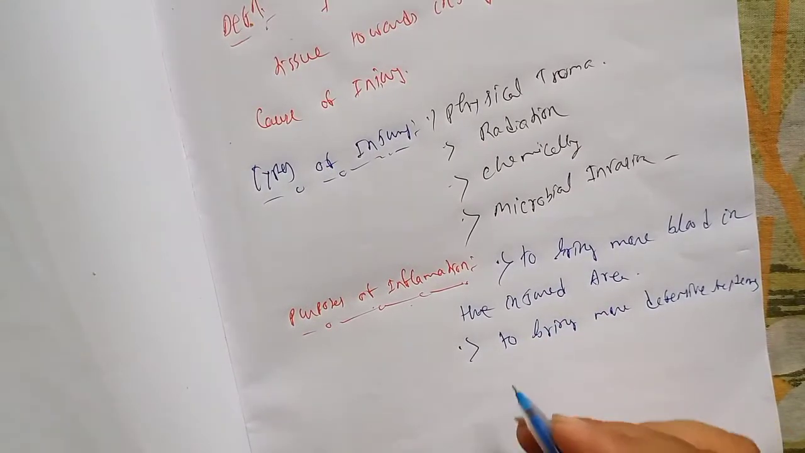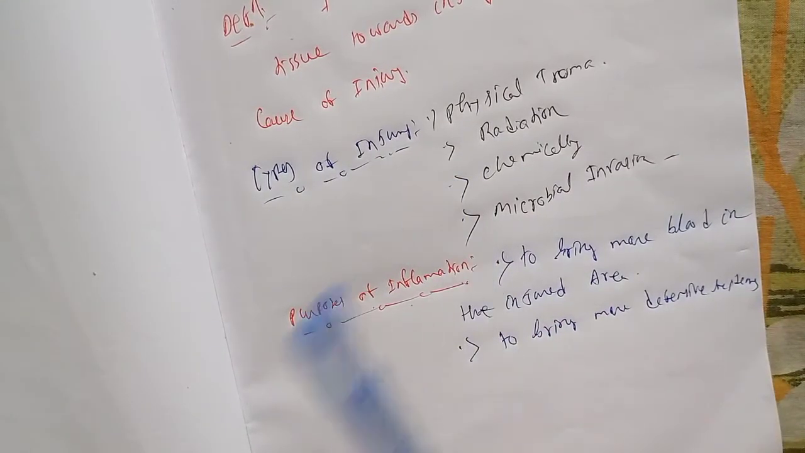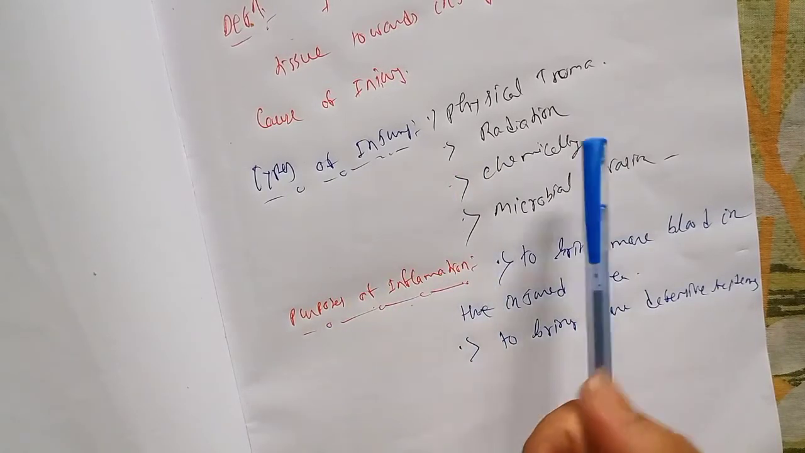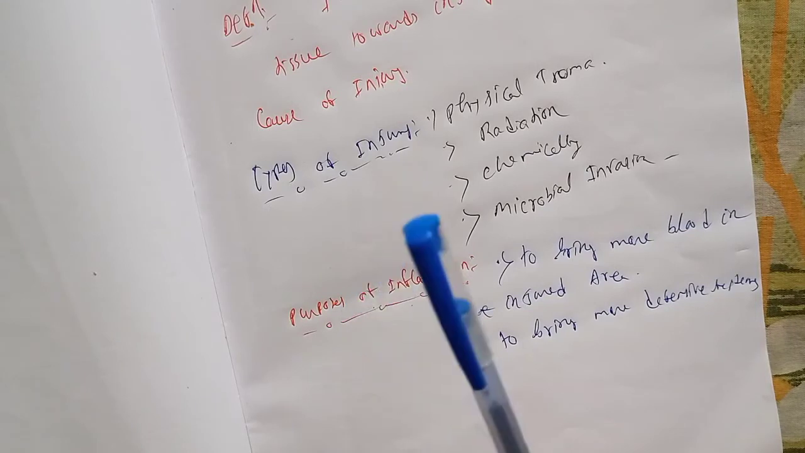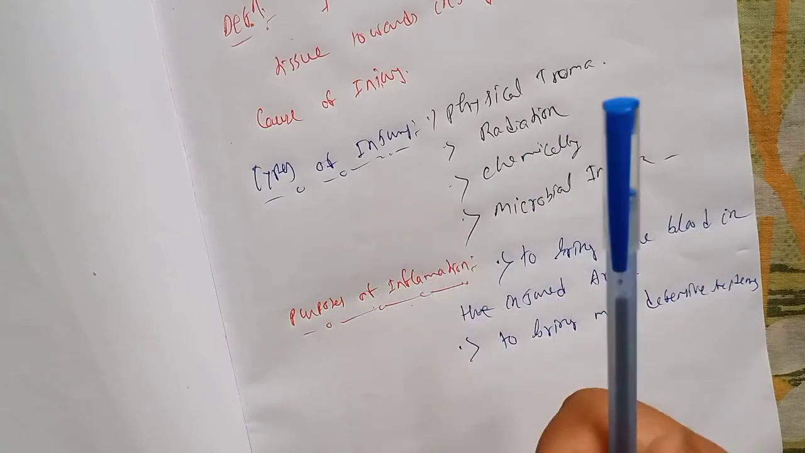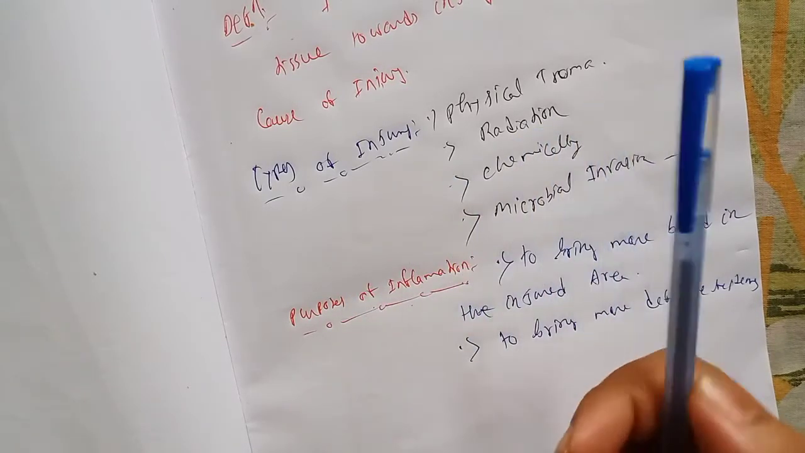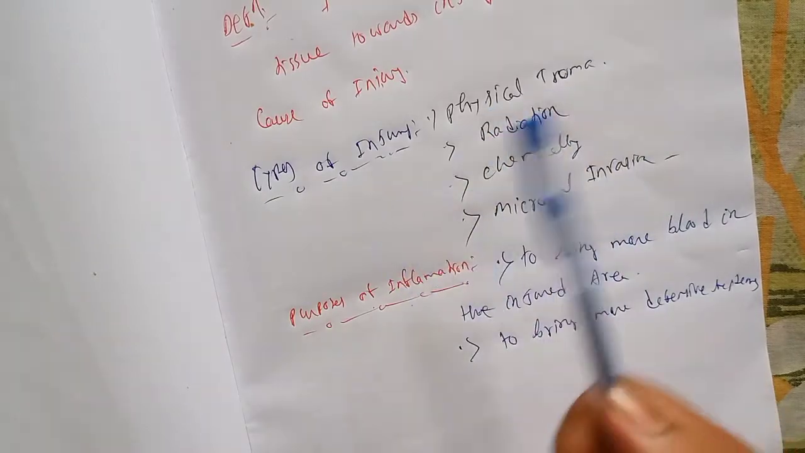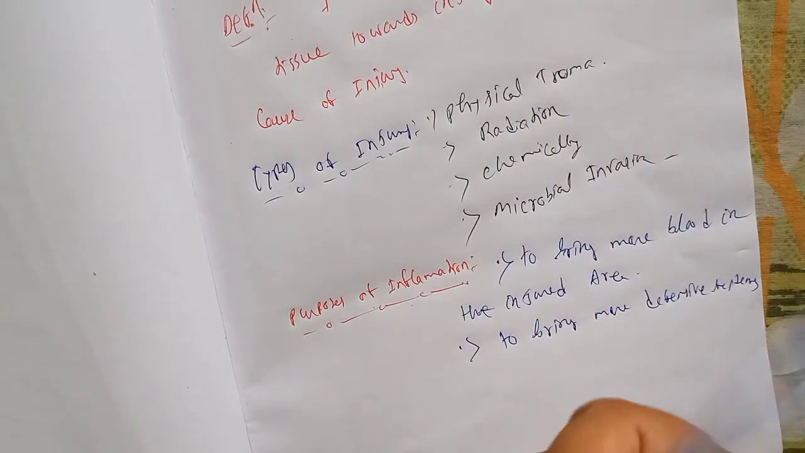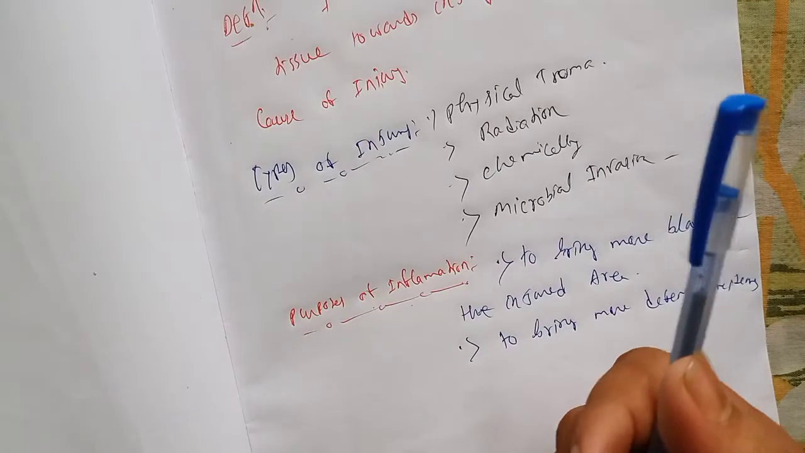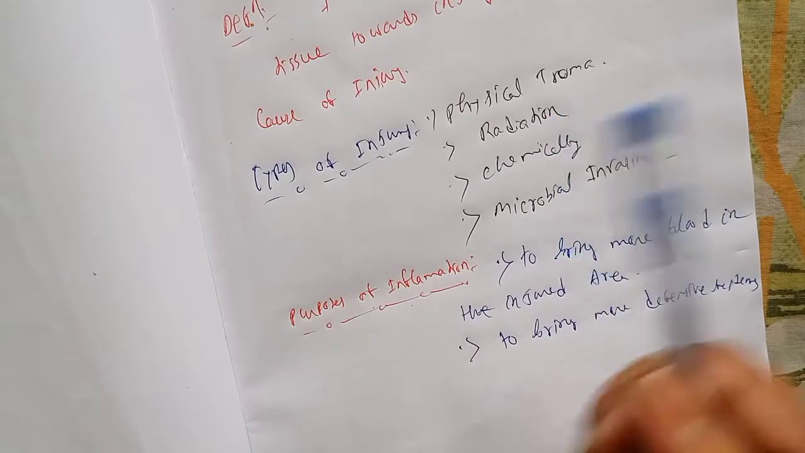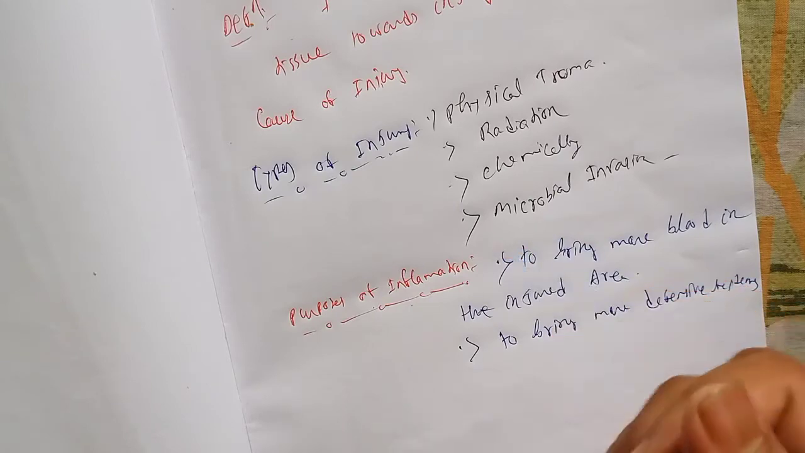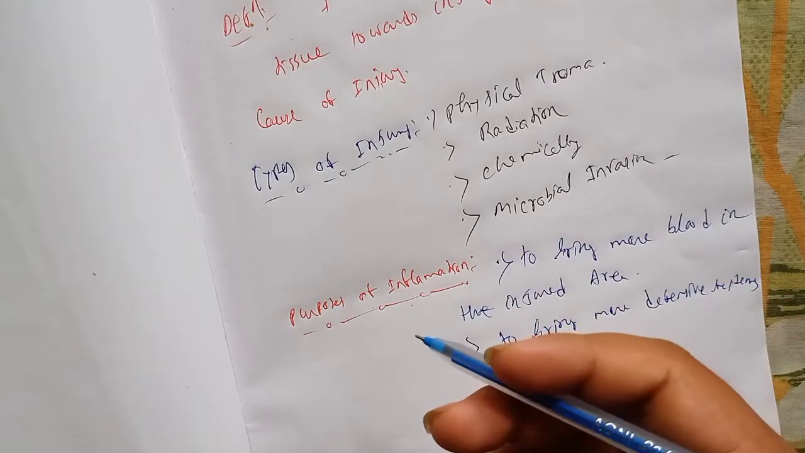Then ultimately, the main reason is to remove the cause of injury, or to neutralize the cause of injury, or to remove the dead cells, of course. In inflammation, the main dead cells are there after the reactions through the action of the chemical mediators. And after that, by the reaching of those defensive mechanisms, we can remove all types of dead cells from there.